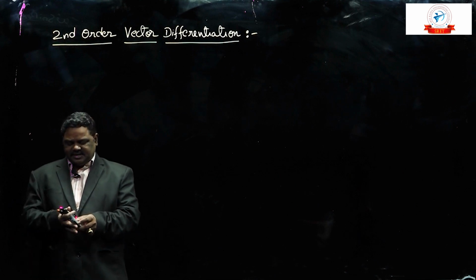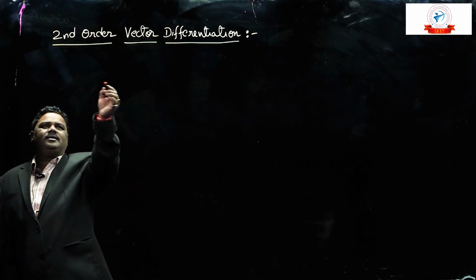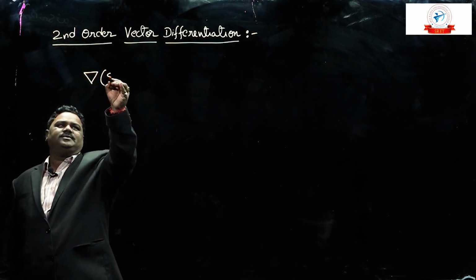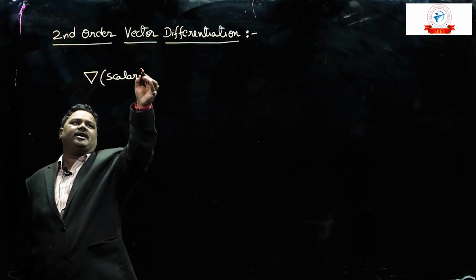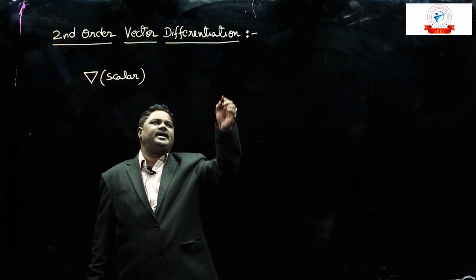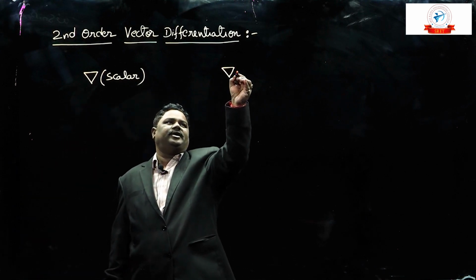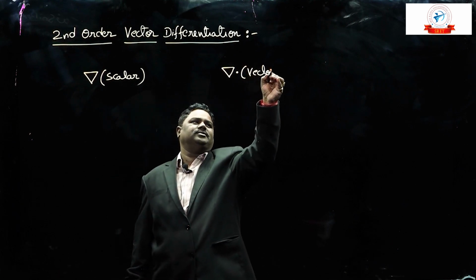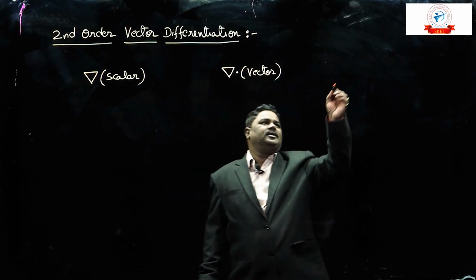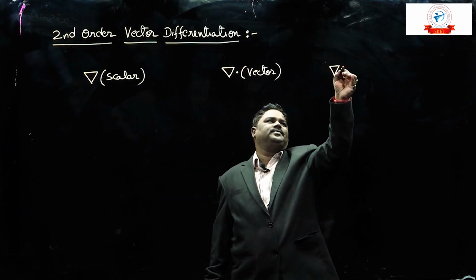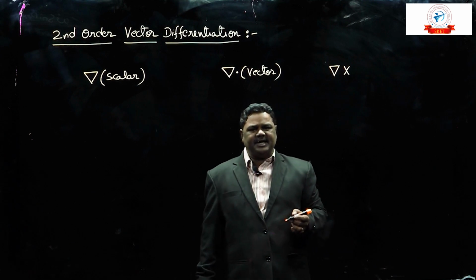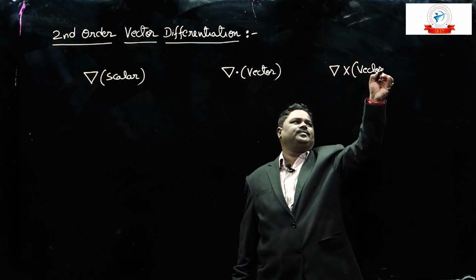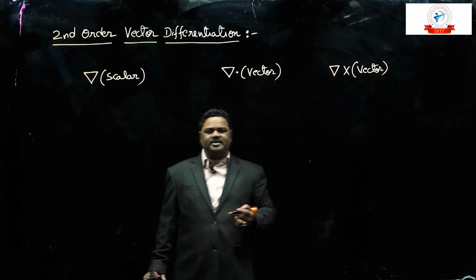Let us consider the differentiations we have studied. The gradient is applicable only on scalar fields, the gradient of a scalar. Next we studied divergence. Divergence is a dot product, so it is applicable only on vector fields, the divergence of a vector. Next, the curl operation. Curl is an application of cross product, so it is applicable only on vector fields. These are the 3 first order differentiations we have studied.